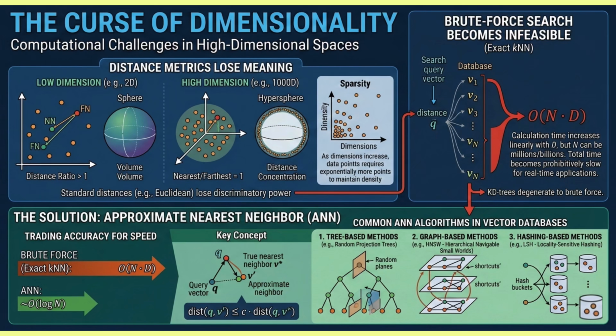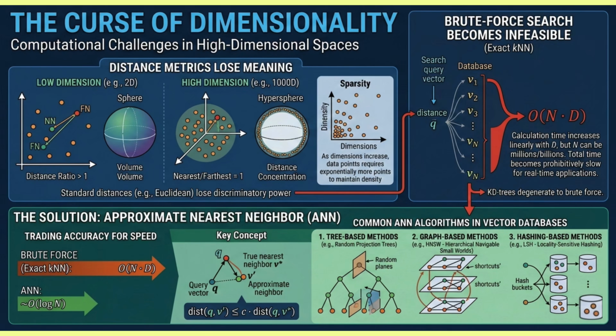To overcome the computational and geometric limitations imposed by the curse of dimensionality, vector databases transition from the quest for an exact nearest neighbor to using approximate nearest neighbor algorithms. ANN algorithms are designed to find a vector that is likely to be one of the nearest neighbors, accepting a small controlled loss in accuracy in exchange for a massive gain in query speed.